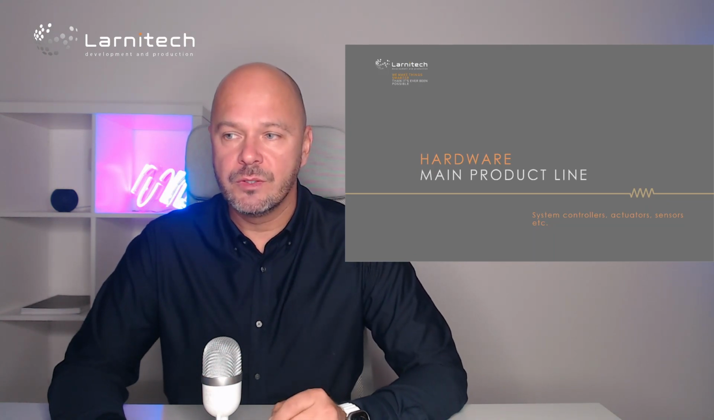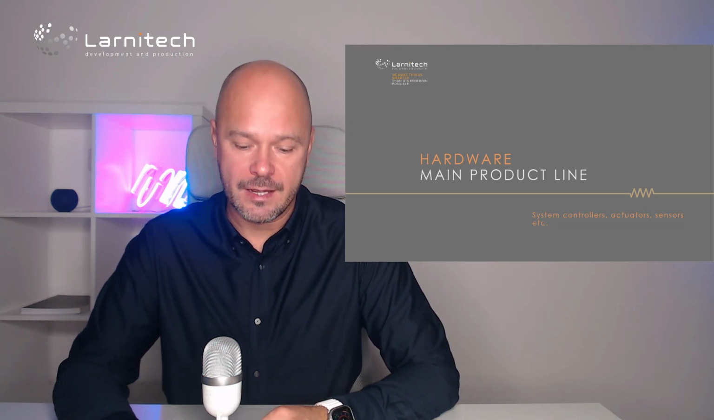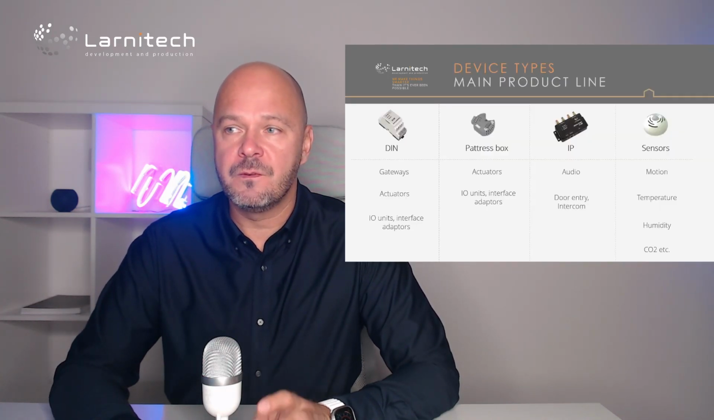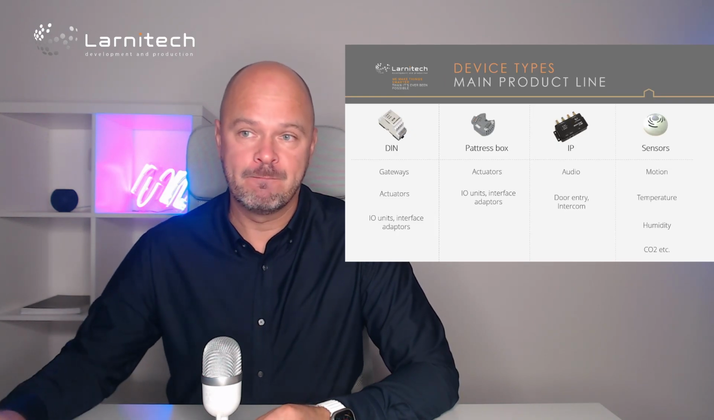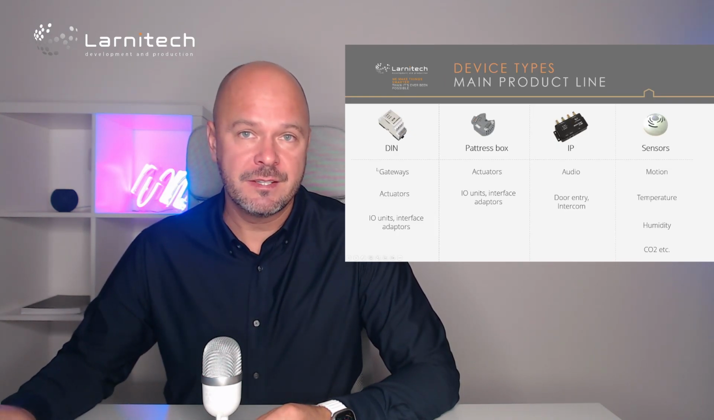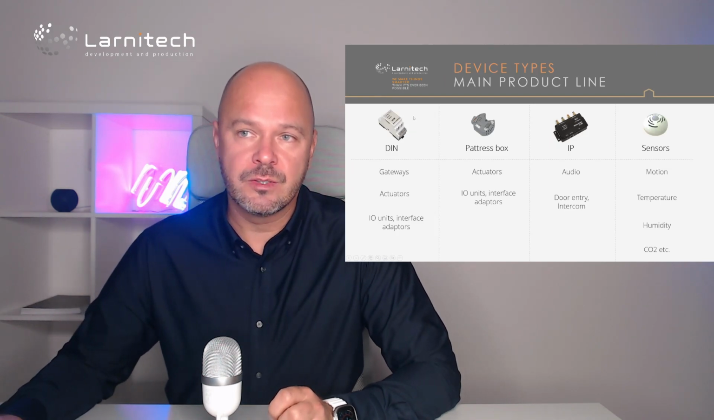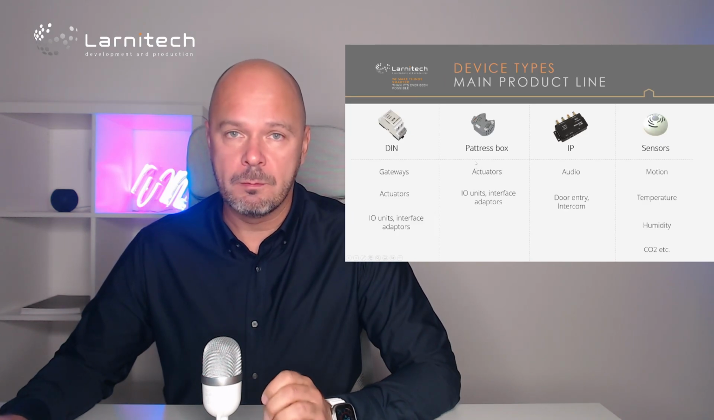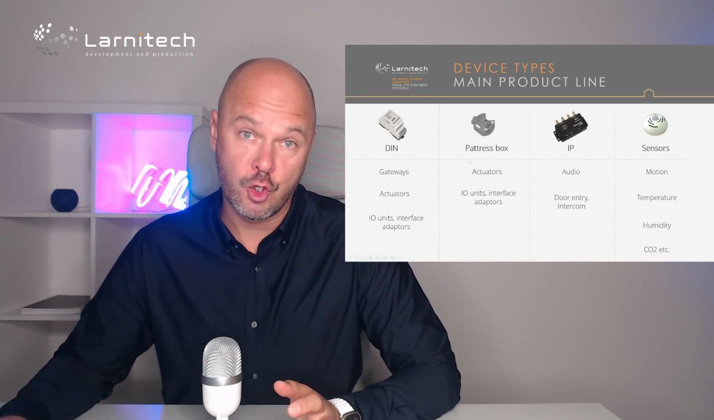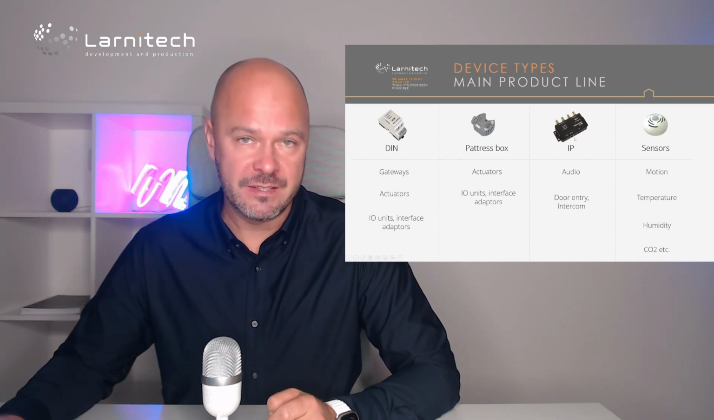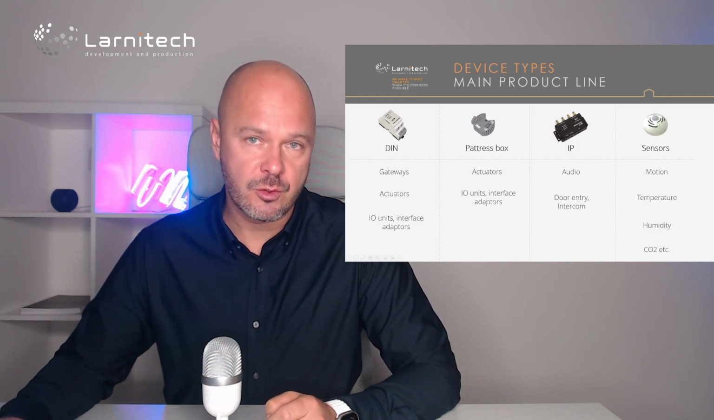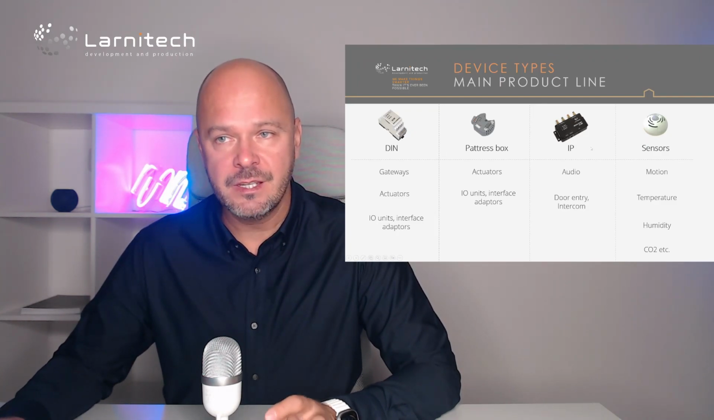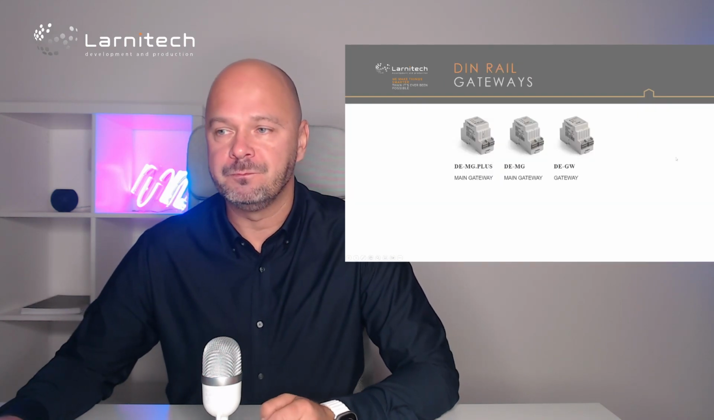Now let's move to the hardware main product line. Here we have 4 types of devices. We have DIN rail devices, which go to the distribution board. And we have the Pattress Box devices, which go to the mounting box behind the switch usually. And then we have IP devices. And then we have sensors. So 4 types. Now let's see each of them in more detail.